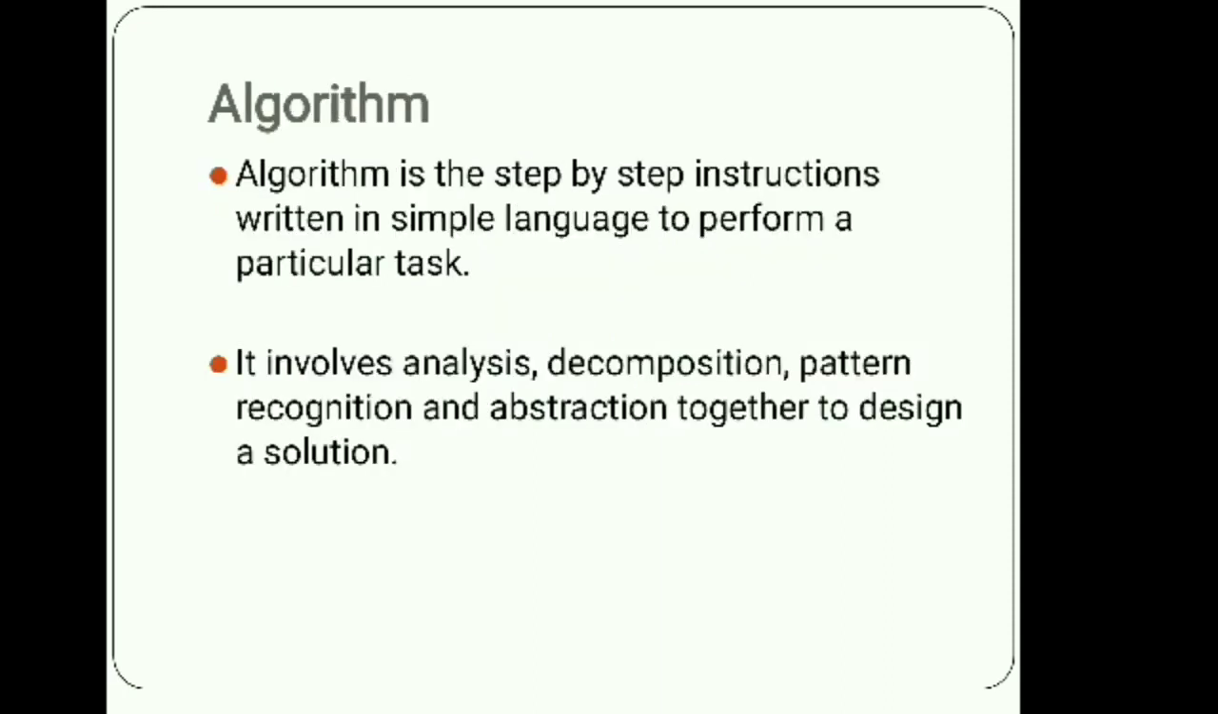Next is abstraction. Abstraction focuses on the essential features and avoids unnecessary complexity. It always tries to delete all the unnecessary things from your data and save all the necessary things in your record. It also saves your memory. The next is the algorithm. An algorithm is a step-by-step instruction written in simple language to perform a particular task. It involves analysis, decomposition, pattern recognition, and abstraction together to design a solution.